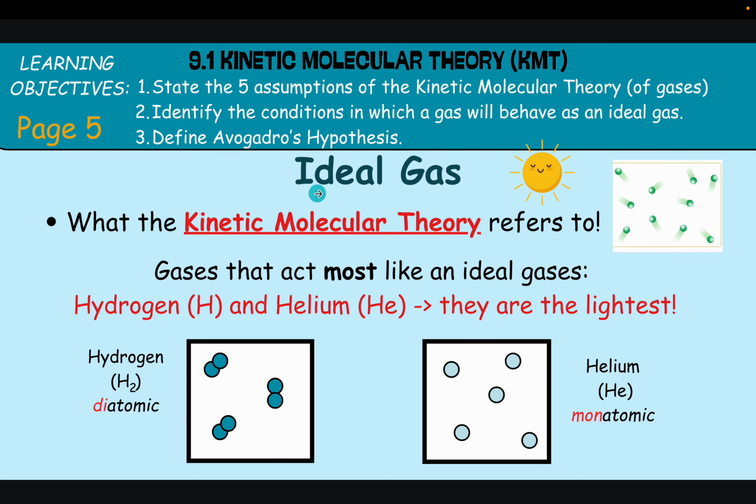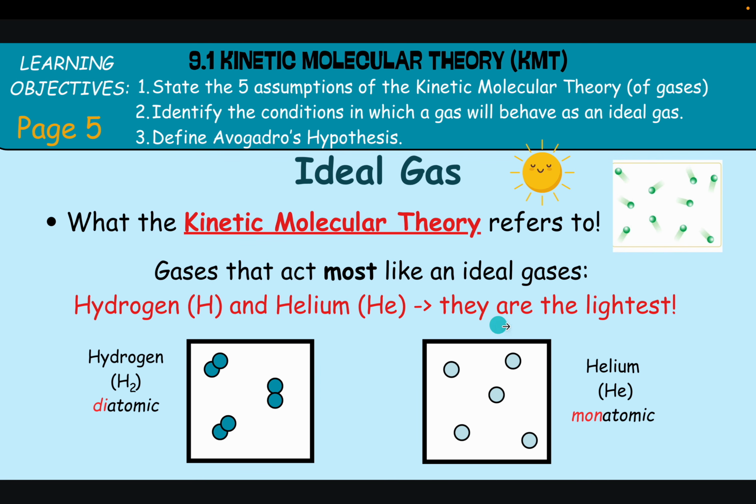Okay, so now going over an ideal versus a real gas. So ideal gases is that perfect gas, okay? What the kinetic molecular theory of gases is actually referring to. Okay, so there are gases that act most closely like ideal gases, and those are going to be in nature hydrogen gas and helium gas.